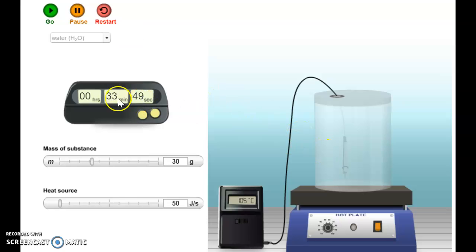All right, now we have no more gas left. That's 33 minutes and 49 seconds. Our temperature is now 105 degrees here at the bottom. So that's for table 1.